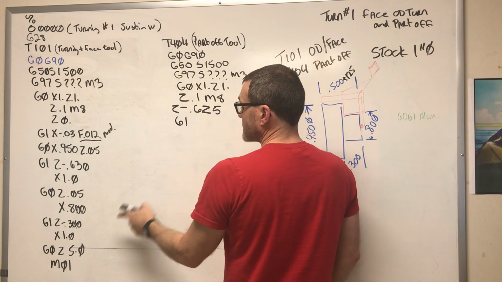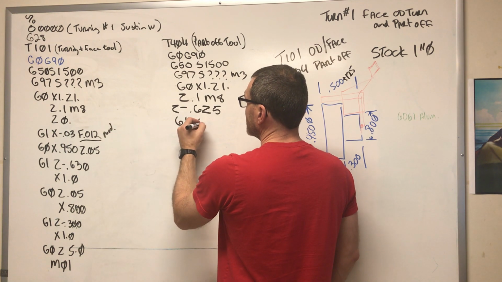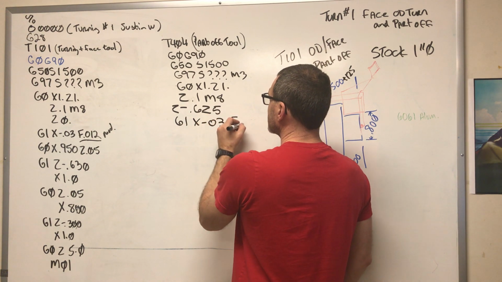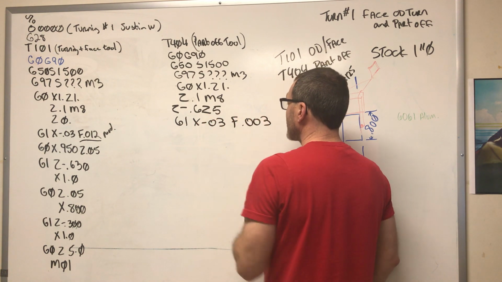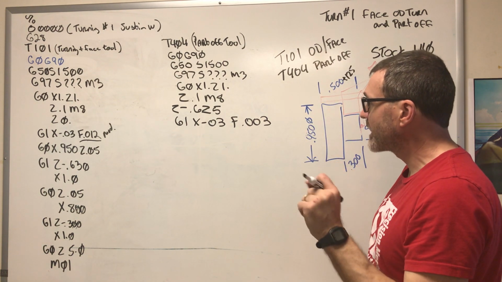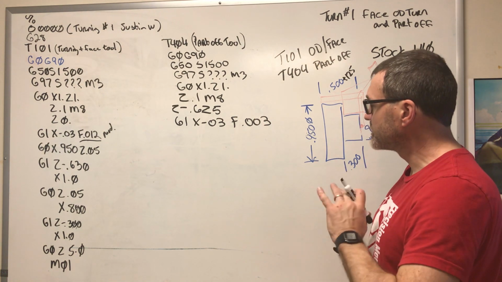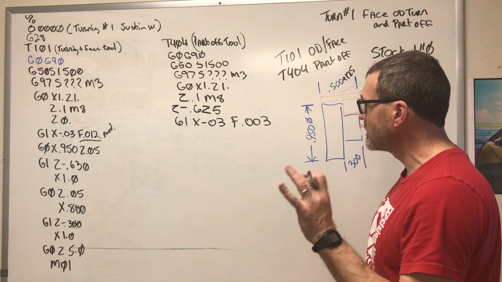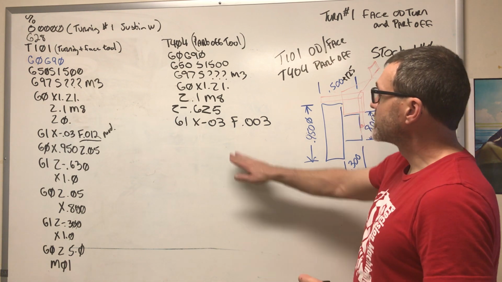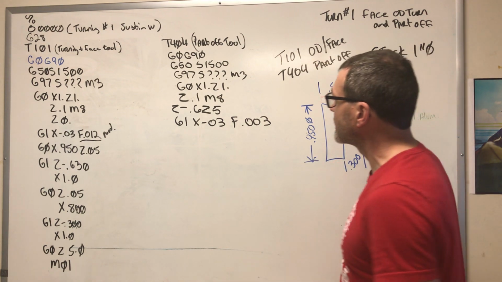I'm going to do something similar as I face this part off here. I'm going to go to X minus 30 thousandths, but my feed rate's going to change. I'm going to go to a feed rate of 3 thousandths per revolution. Now normally I would use some type of a pecking cycle, but this is our very first program. Super simple, stripped down, bare bones, just to get the feel. We're trying to build some muscle memory here. So we're going to feed it 3 thousandths per revolution, a real slow feed rate going down through there.